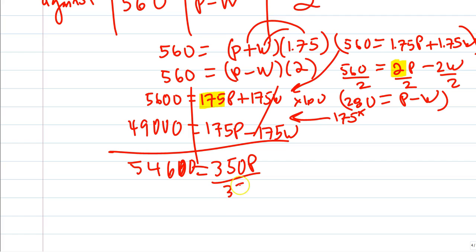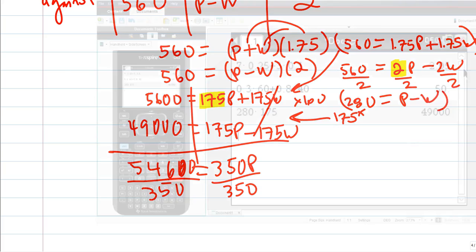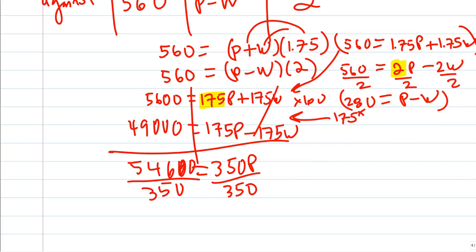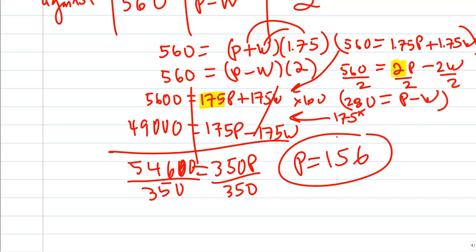Does 350 go in there? So 54,600 divided by 350. 156. That is the speed of the plane.